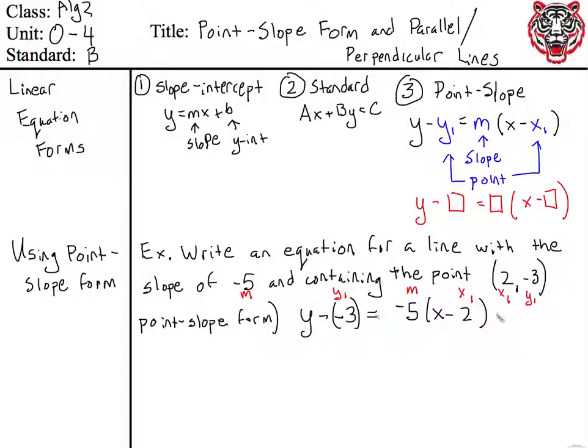All right, and then, of course, if we want to make it nice and pretty, I'll do this in a different color down here. If it was pretty, it would be y plus 3 is equal to -5 times quantity of x minus 2. So not only do I want you to be able to generate this equation, but I want you to be able to see the equation and then go backwards. What is the point? What is the slope? That way you can graph it.